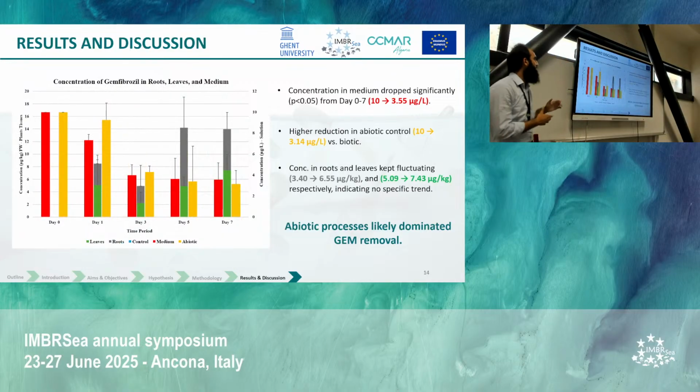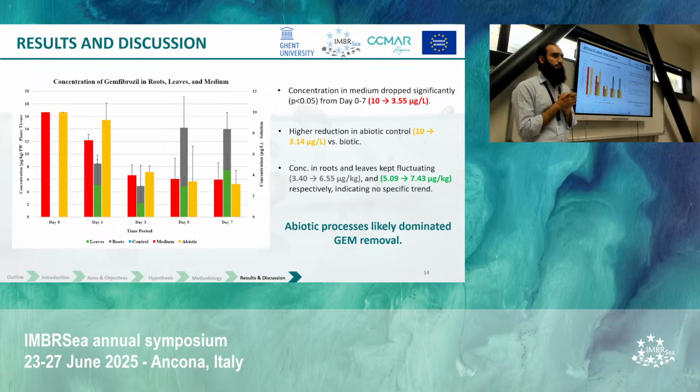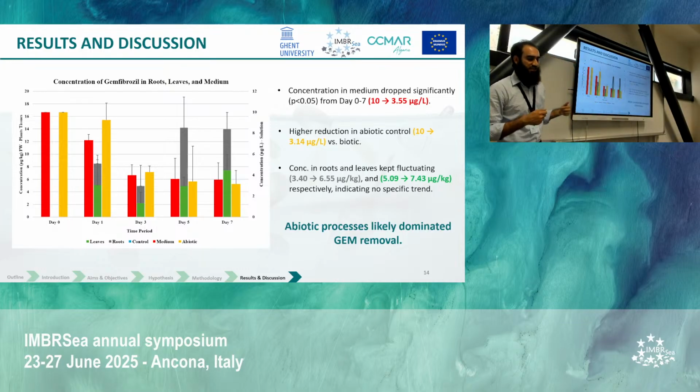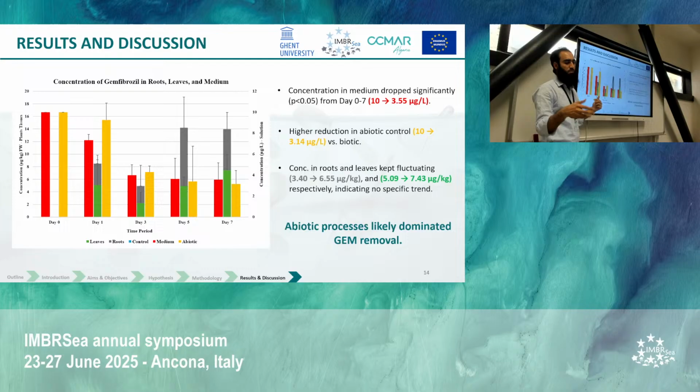When we see the gemfibrozil, the concentration in the medium also dropped, from 10 to 3.55 micrograms per liter. It is a significant value. But in comparison with the abiotic control, the abiotic control shows a higher reduction than the planted media. So in this way we can say that abiotic processes likely have more influence on gemfibrozil.